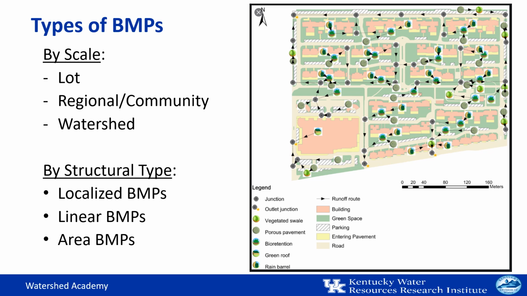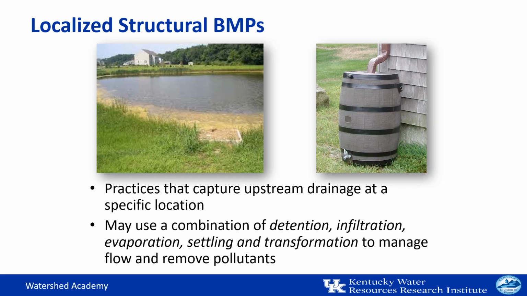BMPs can also be categorized by whether their structural form relates to a point, such as localized BMPs, or a linear configuration along a stream or water channel, or over an area. Examples of localized or point BMPs include constructed wetlands, infiltration basins, bioretention structures, rain gardens, rain barrels, and wet and dry ponds. These methods all capture and treat runoff at specific points in the watershed through one or more approaches, such as detention, infiltration, evaporation, settling, and transformation of the pollutant.